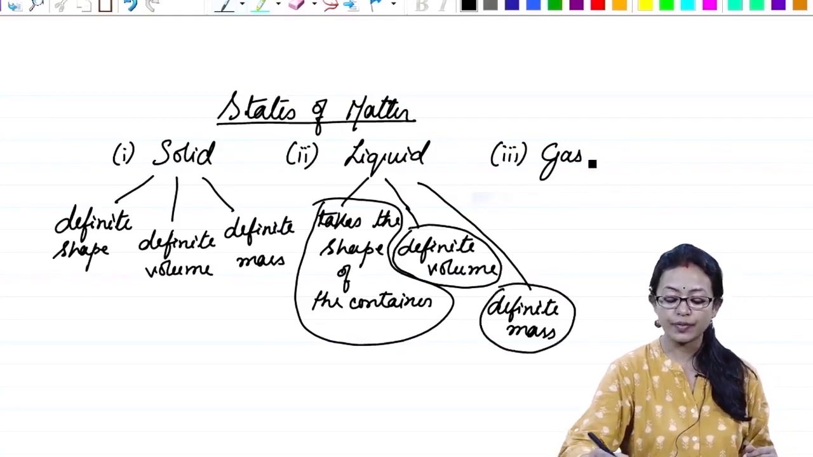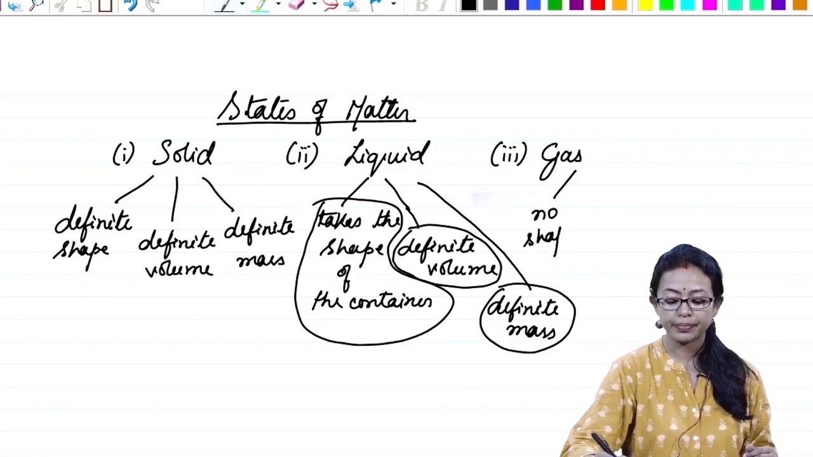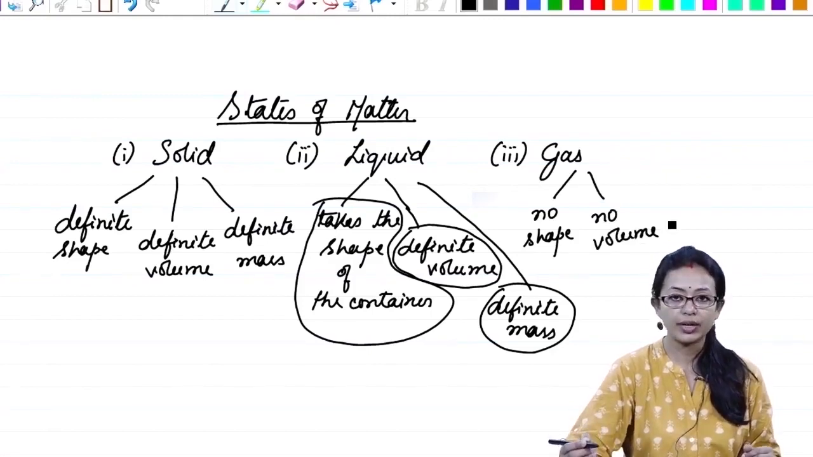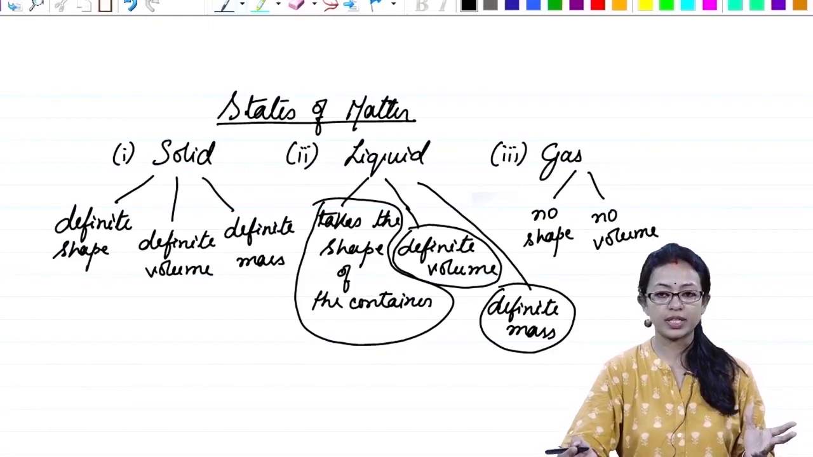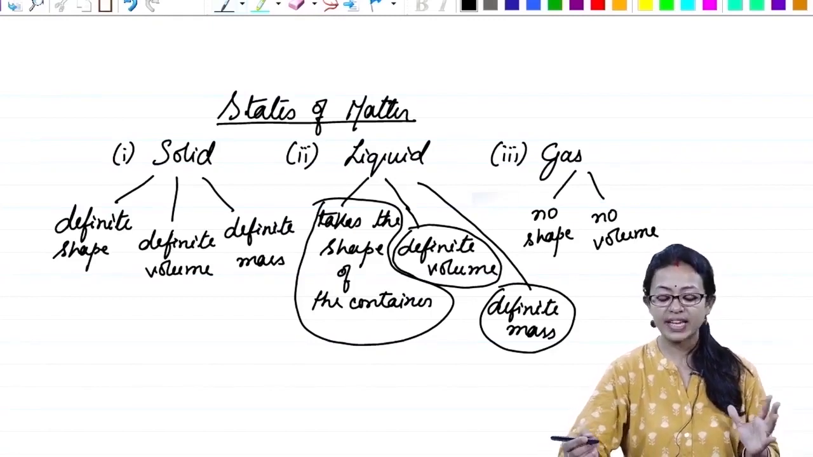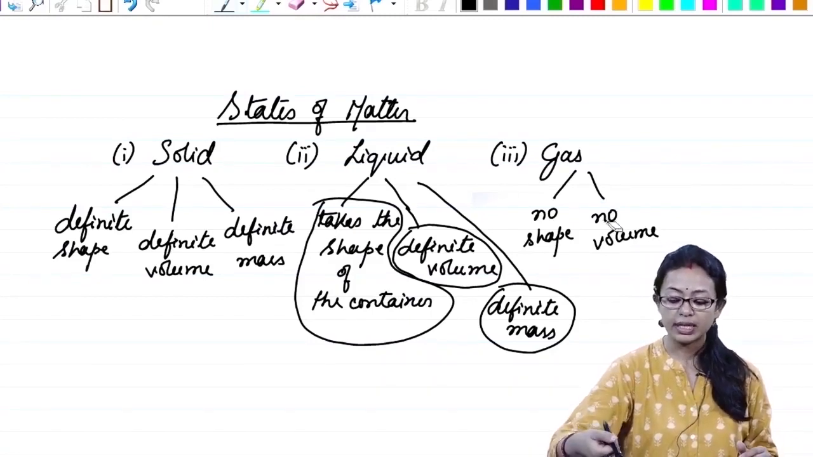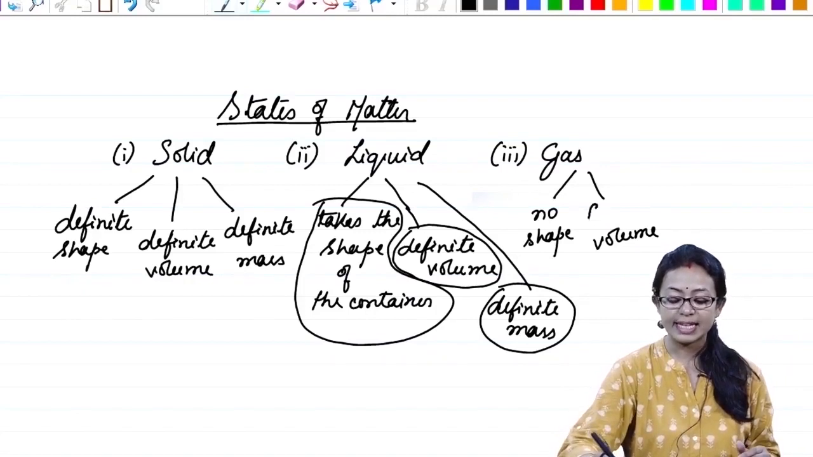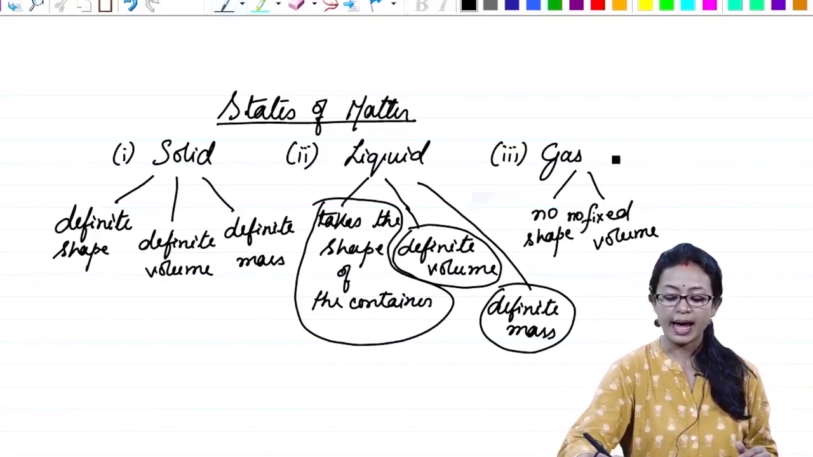Whereas gases do not have definite shape. They also take the shape of the container in which they are. They do not have any fixed volume, or rather, instead of saying no volume, we will say that they have no fixed volume, and they have mass.